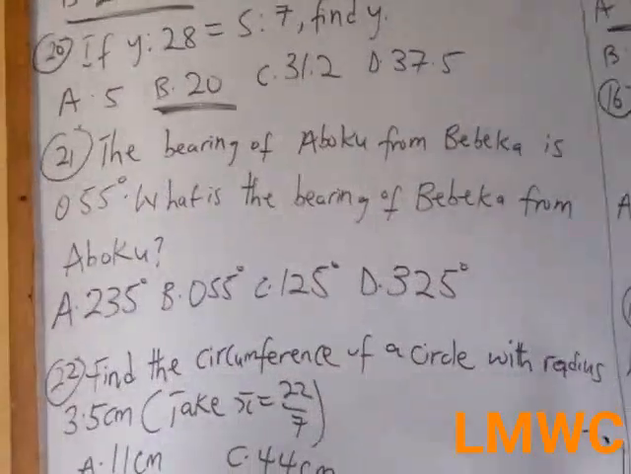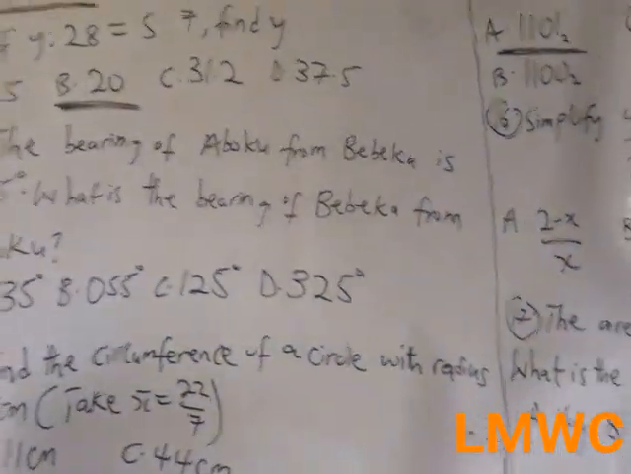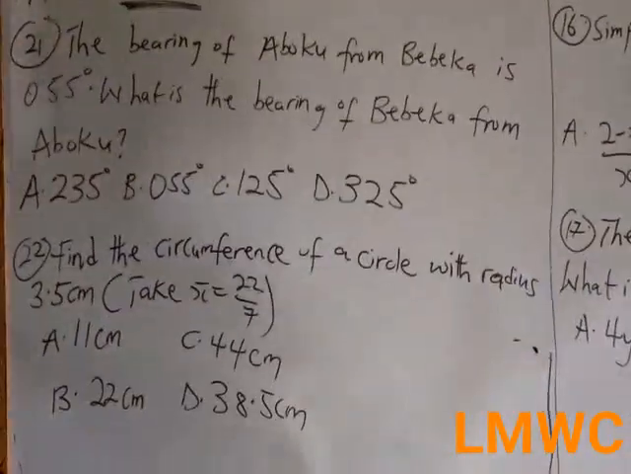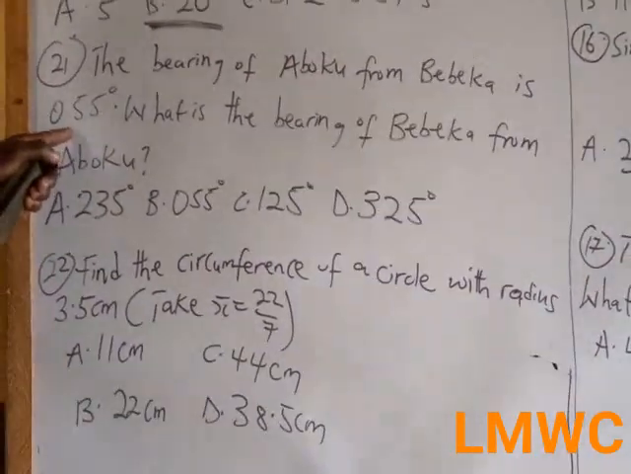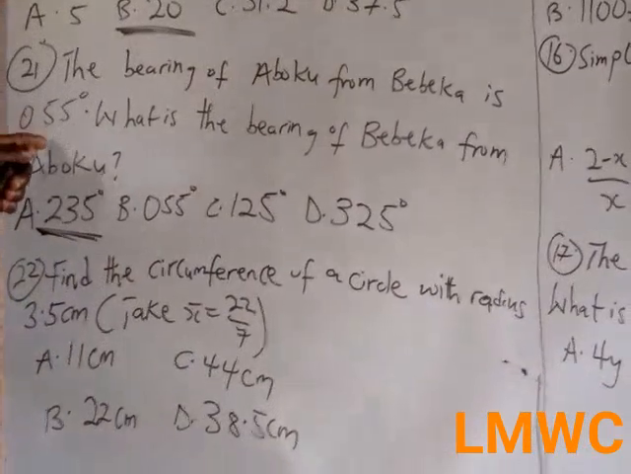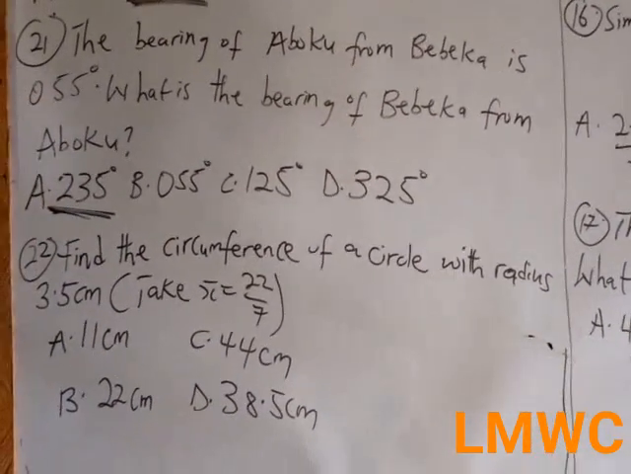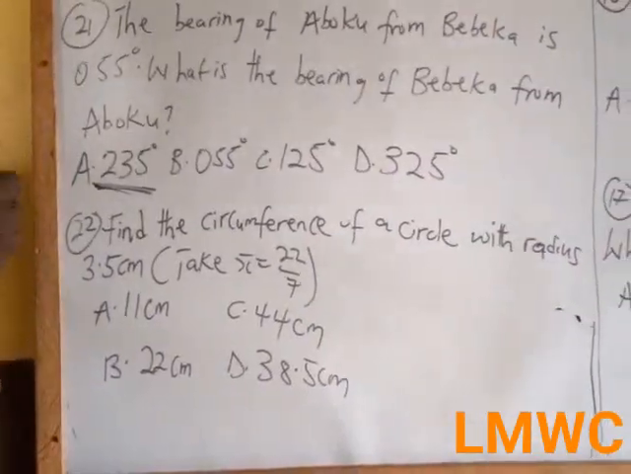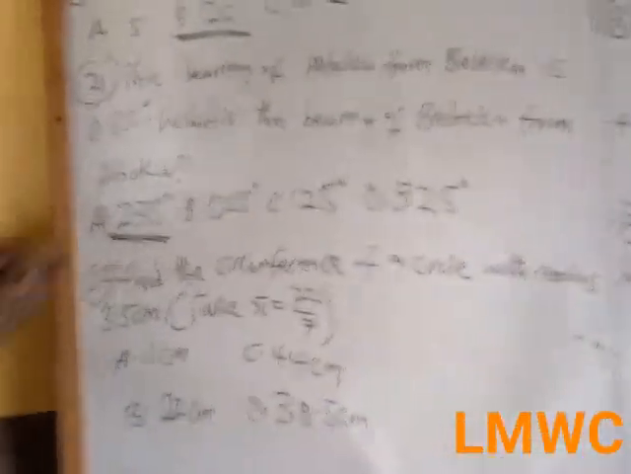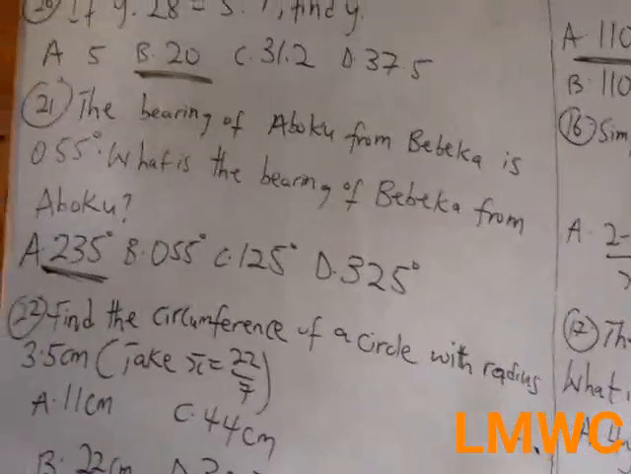Question 21. The bearing of Abuku from Bebeka is 055 degrees. What is the bearing of Bebeka from Abuku? So you will add 180 to this 55. You will get 235. But if they give you maybe 200, you subtract 180 from it, you get 20. Always, if it's more than 180, you subtract 180 from it. But now, you see it's less than 180. So you just add 180 to it.